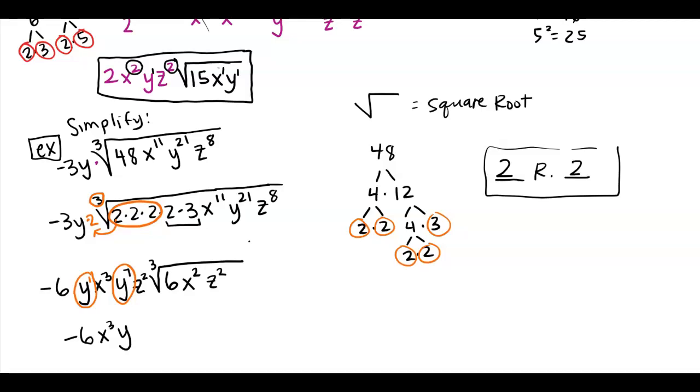Somebody just type it in the chat. Y to the what power? Okay, Megan says 8, right? Because we're doing 1 plus 7. When you're connected by multiply, you add those exponents. So y to the 8th, and then z to the 2nd. And then make sure that you're writing down, don't forget that index there, right? That cubed root, 6x squared, z to the 2nd.